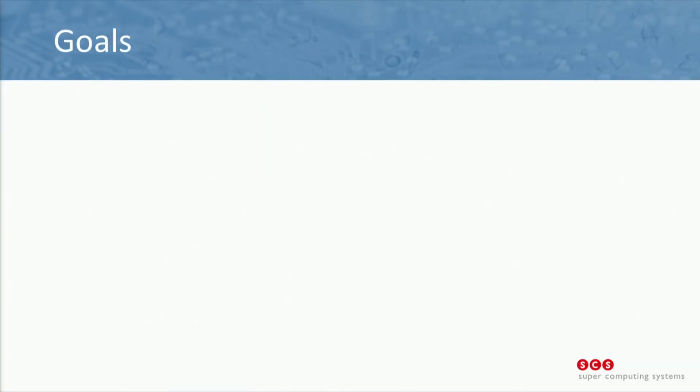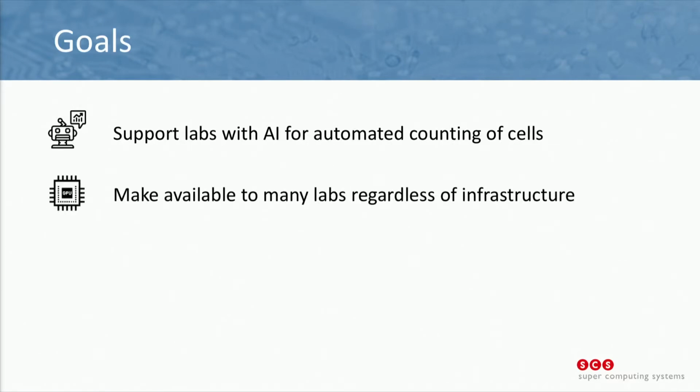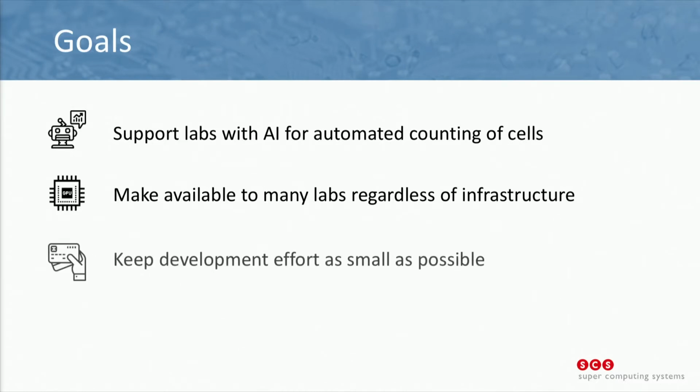Let's recap the goals that we had for the project. We want to support labs with artificial intelligence for automated counting of cells. We want to make sure that it runs in any lab regardless of their infrastructure, meaning regardless of their hardware compute power and also regardless of their internet connection. And we wanted to keep the development effort as small as possible for our partner.